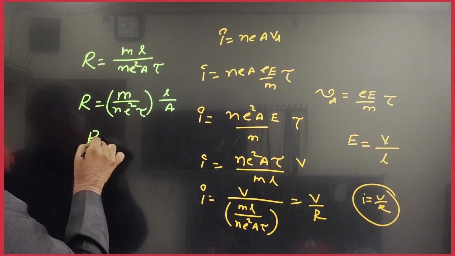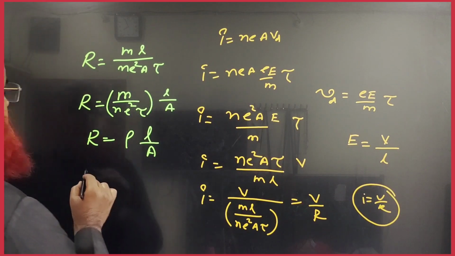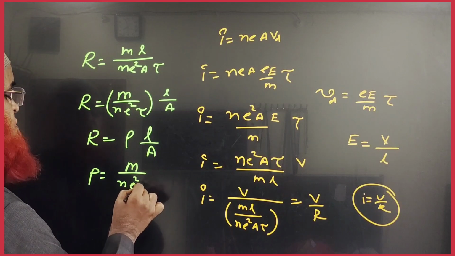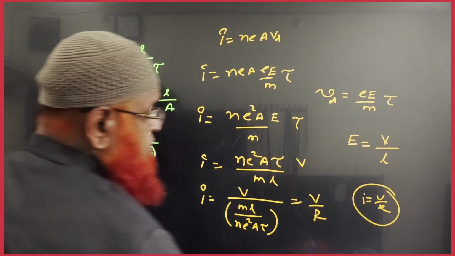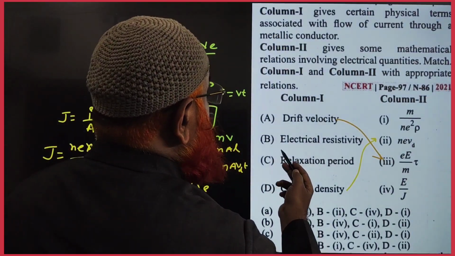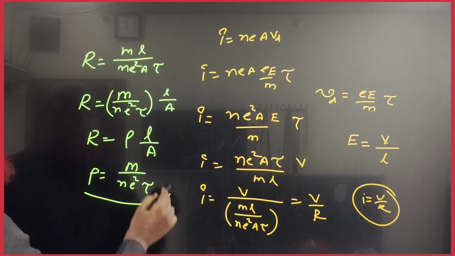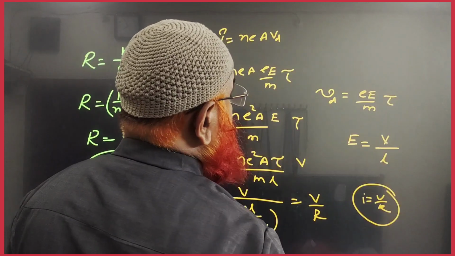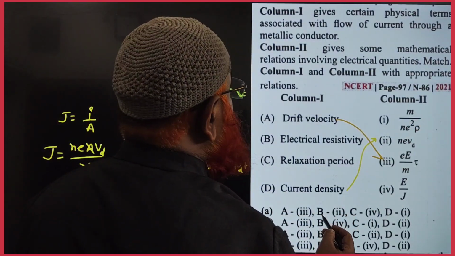You all know resistance is nothing but rho L by A. So what is the formula for rho? Rho is said to be resistivity, which can be written as m by n e square tau. So he is asking us to find the electrical resistivity. The electrical resistivity is m by n e square tau.